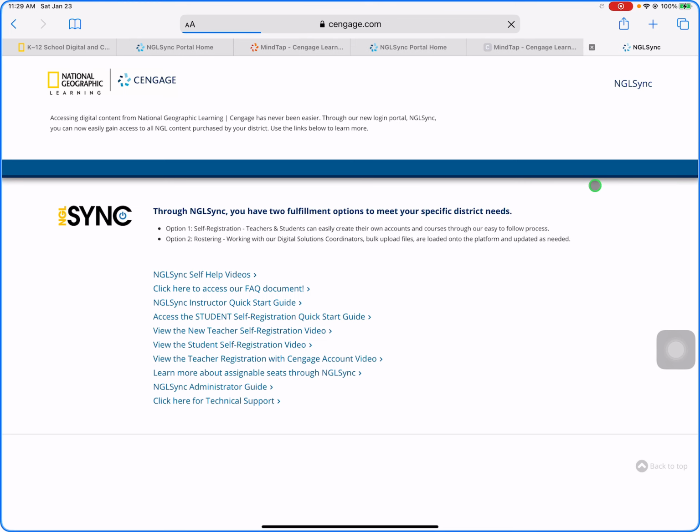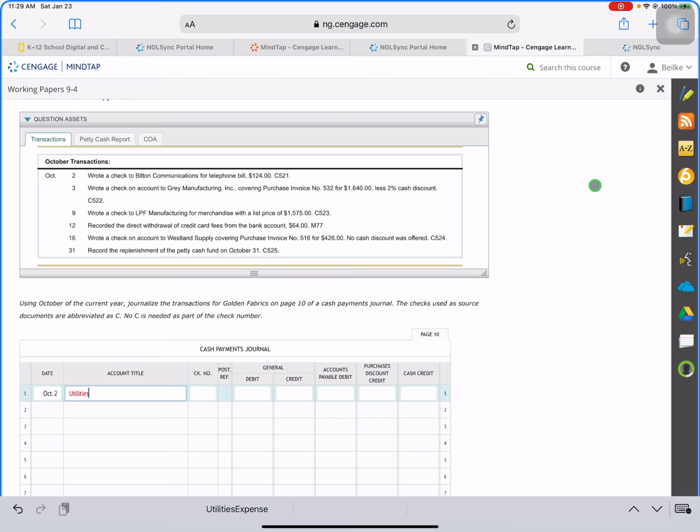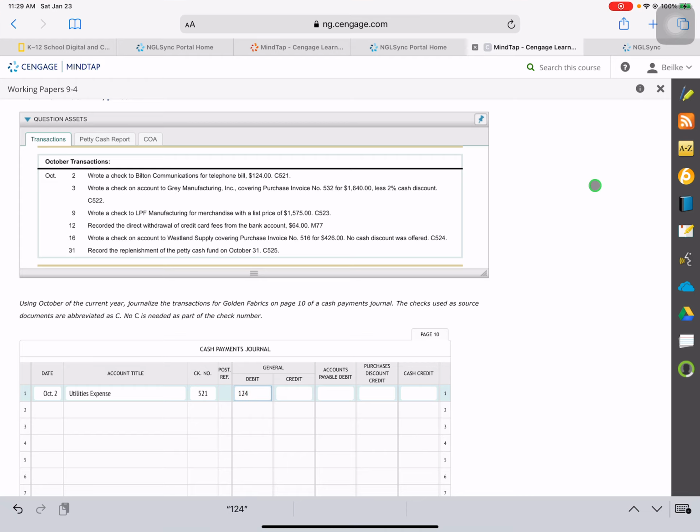Expense. Check number 521. We are increasing our expense, so we'll have a general debit of $124, and we're paying cash, so it'll be a cash of $124.